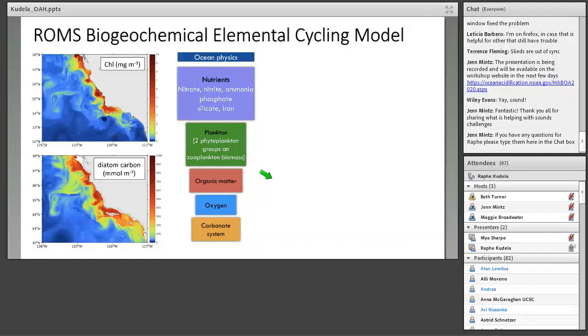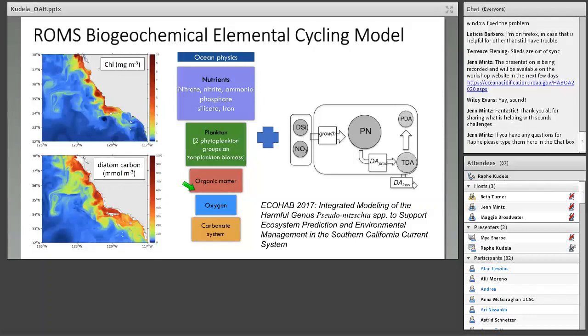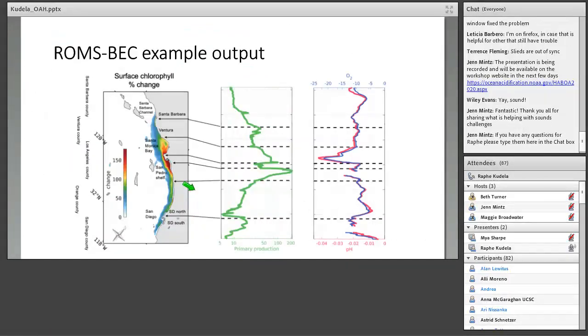ROMS-BEC is an ocean physics model that already includes groups of phytoplankton and different types of nutrients, but it also has OA parameters. It has oxygen, it has pH. So what we're working on is an EcoHAB project that's going to embed this Pseudo-nitzschia model within ROMS-BEC. What's super exciting about that is we'll actually be using the same model that the OA people are using, but we'll be addressing the HAB question. And because we're doing that, we can start to interrogate the model and see how those parameters are interacting.